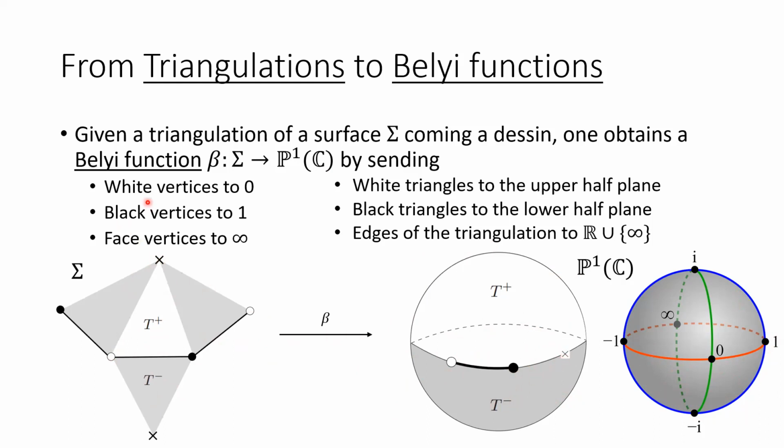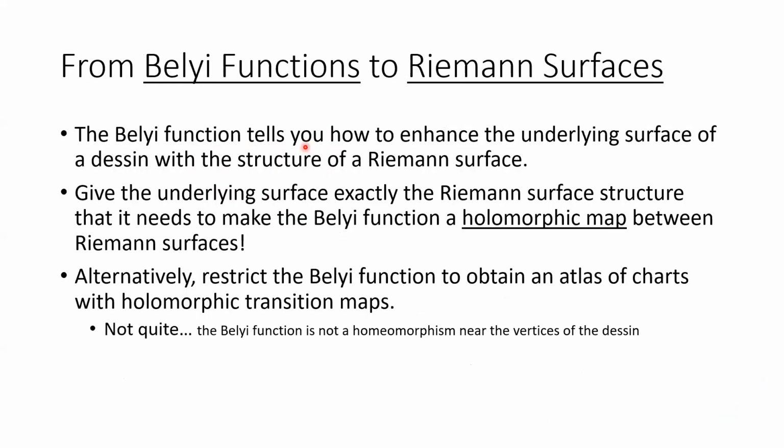So basically, I have a triangulation, and then each triangle either gets sent to the upper half plane or the lower half plane of the Riemann sphere. And stitching all of these homeomorphisms together gives me a map from my topological surface sigma to the Riemann sphere. So that's the Belyi function. And finally, from Belyi functions, you get the Riemann surface structure on your underlying surface.